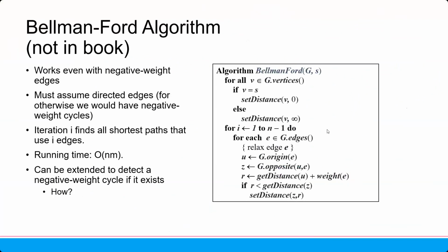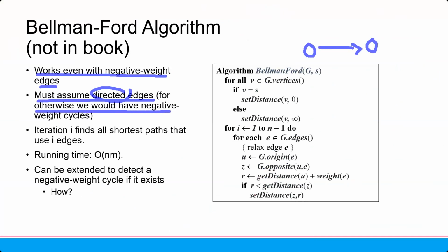That's why there is another algorithm, the Bellman-Ford algorithm. It works even with negative weight. And it must assume directed edges. Directed edges mean you have a direction. Otherwise, we will have negative weight cycles. So with directed edges, we have direction like this one. If we have a cycle like this, or if we have a cycle like this one, then there will be a negative weight cycle. But at this moment, we do not consider this cycle.